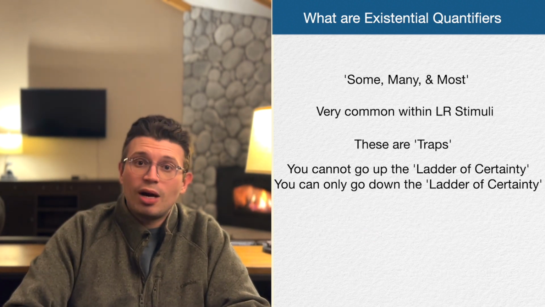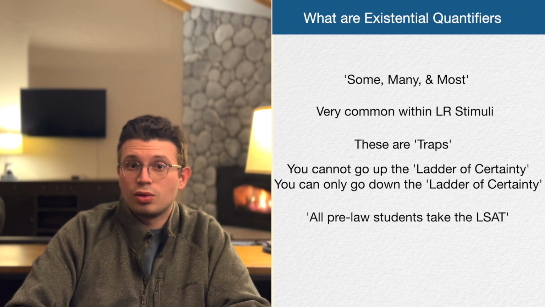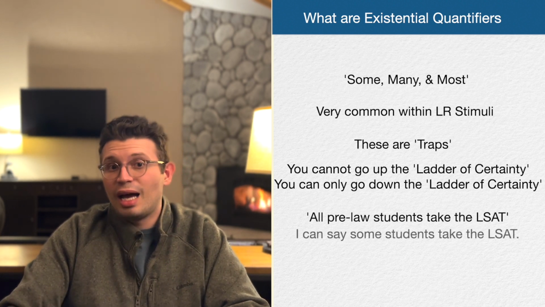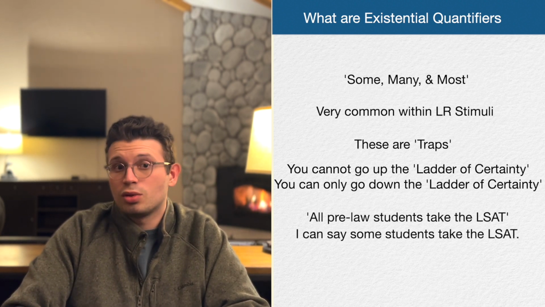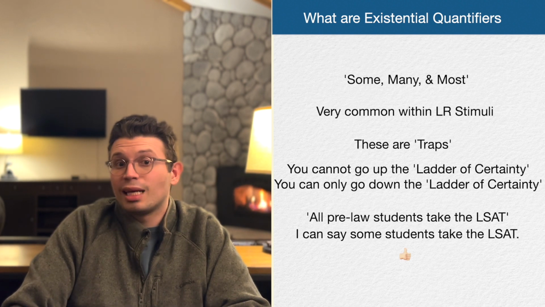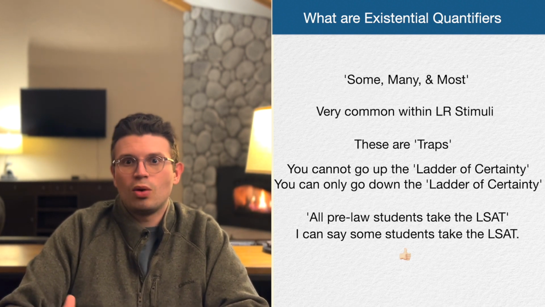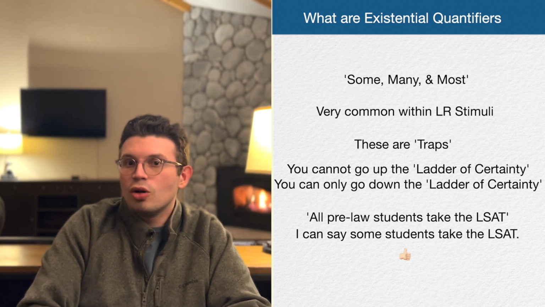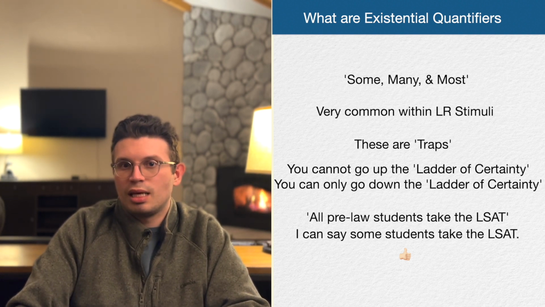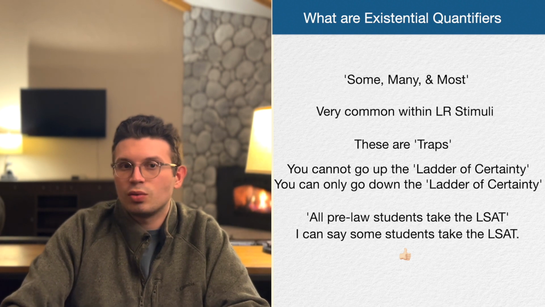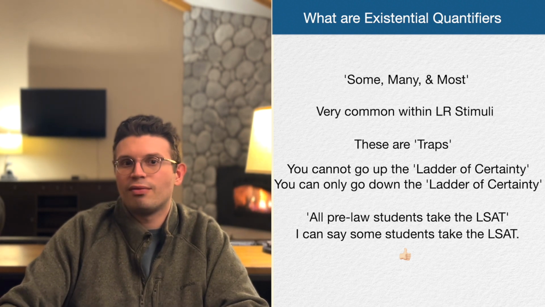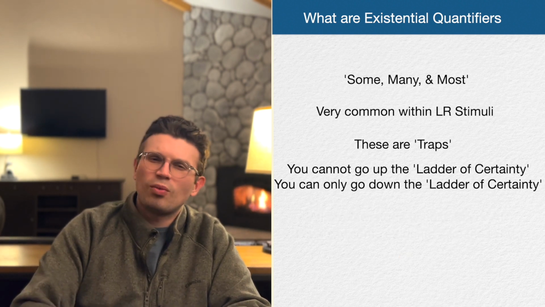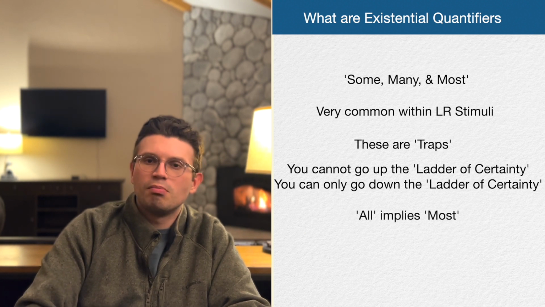But we can go down it. So if I say all pre-law school students take the LSAT, then it's fine to conclude that some pre-law school students take the LSAT because I can go down my ladder of certainty. It's valid. If I know 100% of them, I can say 2% do as well. Okay? If I know all or most law school students take the LSAT, then it is 100% factual. It's valid to conclude that at least some have, right? Okay? So to kind of wrap this up, all implies most.